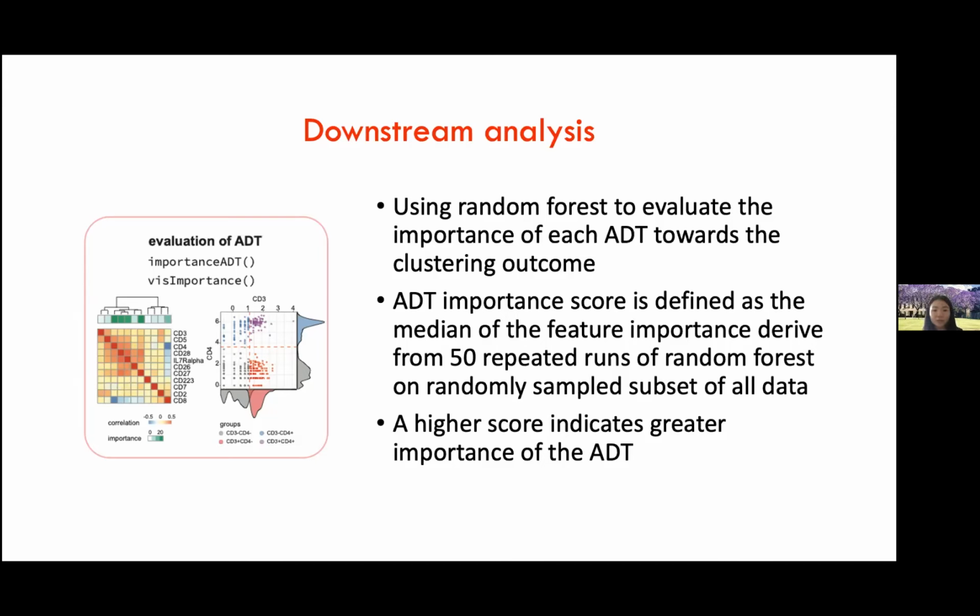So we use a random forest model to evaluate the importance of each ADT towards the clustering results, and to derive the feature importance as the ADT importance score. So a higher ADT importance score will indicate that this ADT is more discriminative towards the cell types.